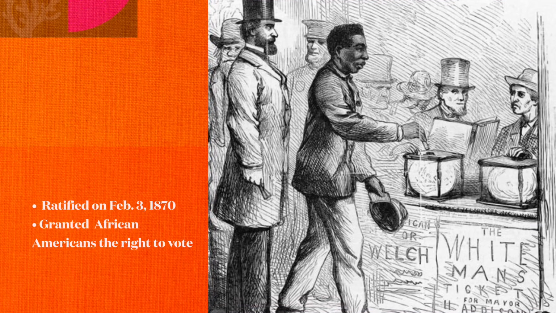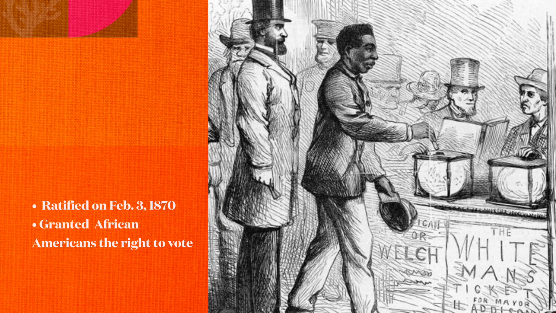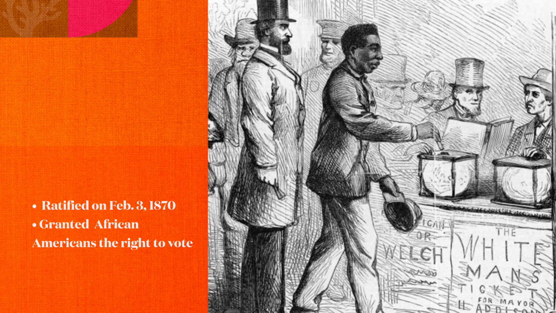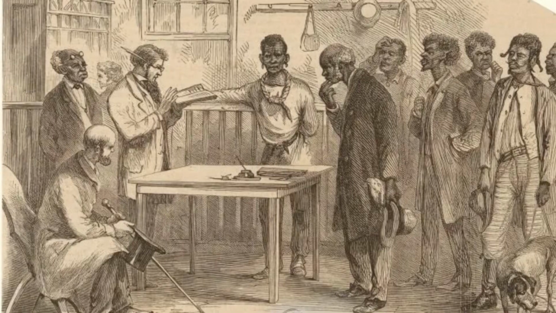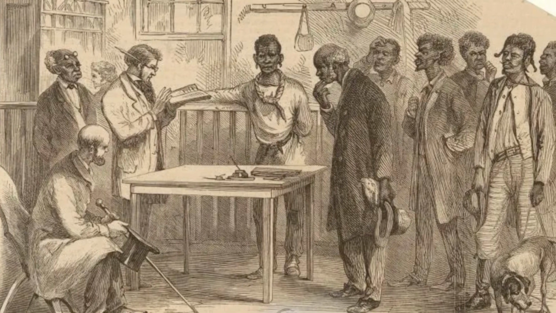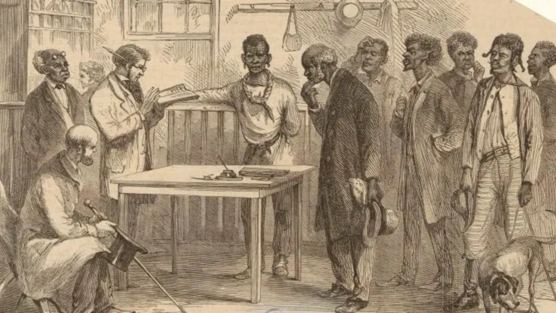February 3, 1870, the 15th Amendment to the United States Constitution was ratified. This amendment gave African American men the right to vote. However, Southern states would make it difficult for Black citizens to practice their right by creating various laws that prevented several of them from voting.